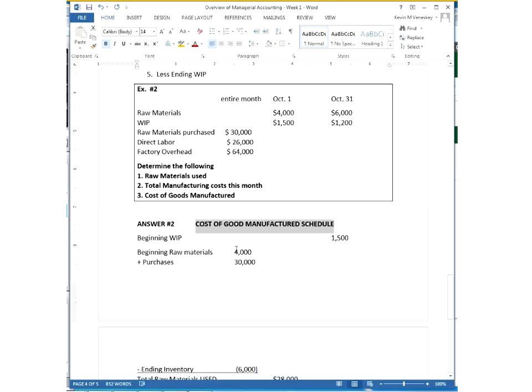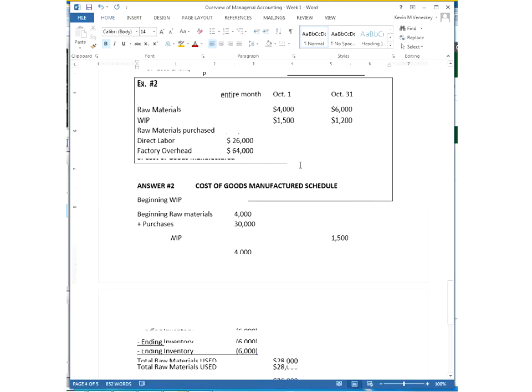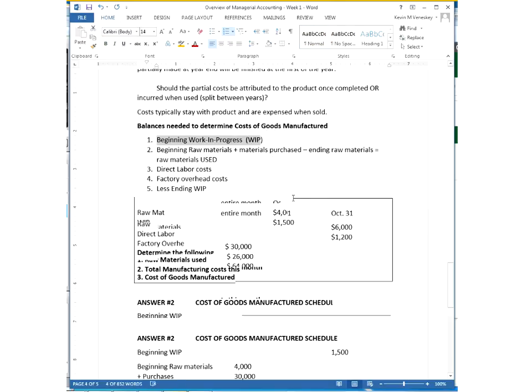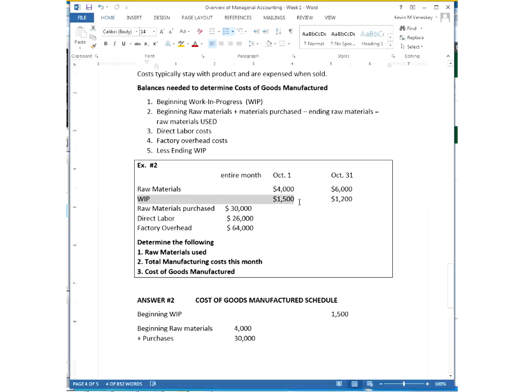Okay, so what we're going to be preparing, and this is one of the items that you're going to have in Wiley Plus, one of your examples, is I want us to be able to prepare the cost of goods manufactured schedule. So the first thing we do, as we saw here, my number 1, we need to know how much items were in my beginning work in progress. And I can find that right here in my beginning information. I had $1,500 worth of goods already started but had not been completed as of October 1.